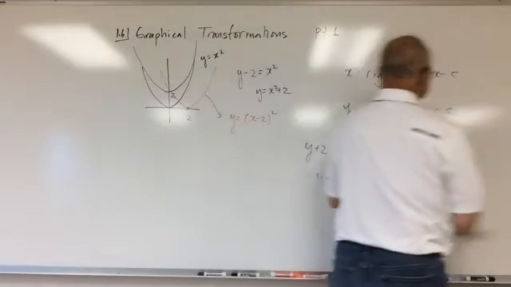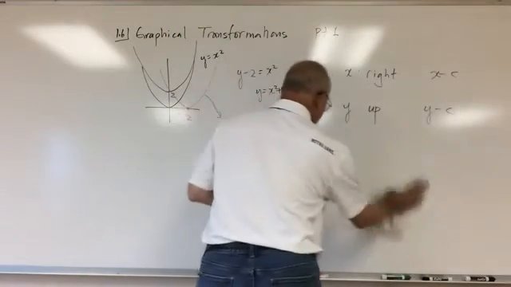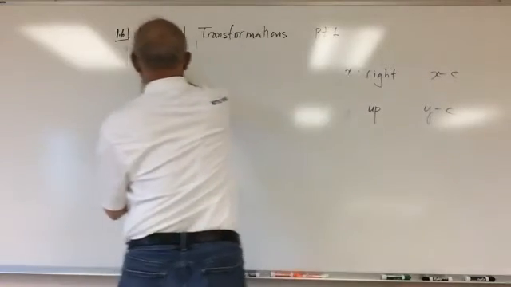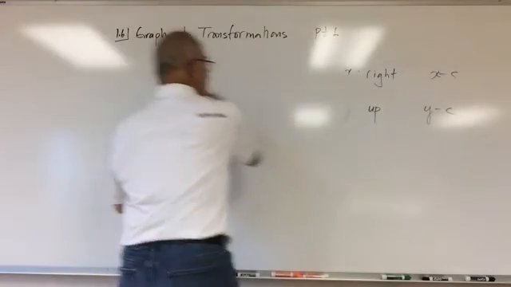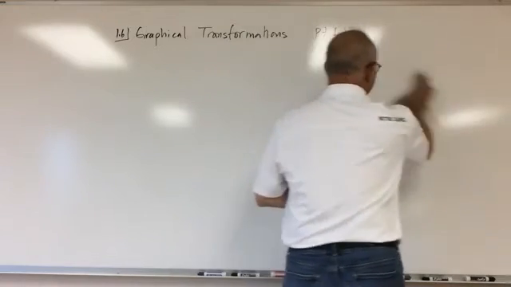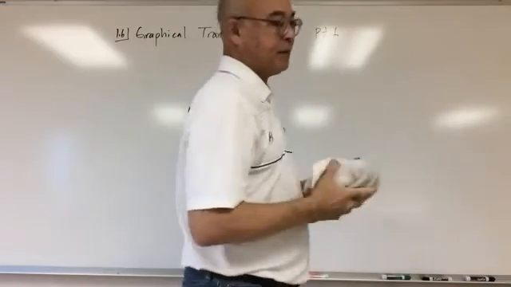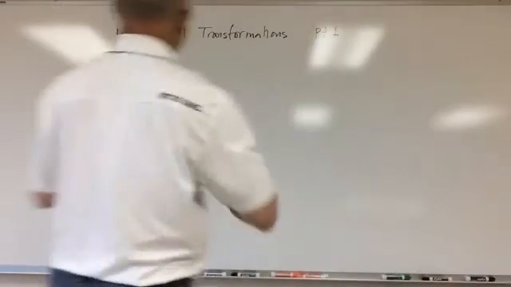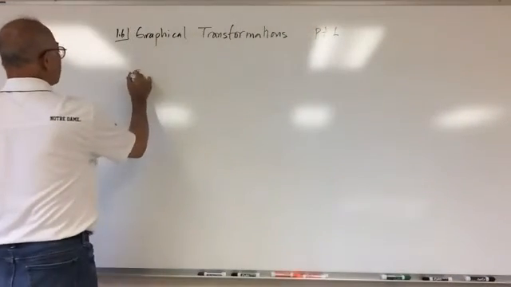Okay. All right, so the horizontal translations. If you're gonna go up, where y is, you're gonna put y minus c. If you're gonna go to the right, in the x direction, where x is, you're gonna put x minus c. Okay? So let's see if we can use that and do example number 1.